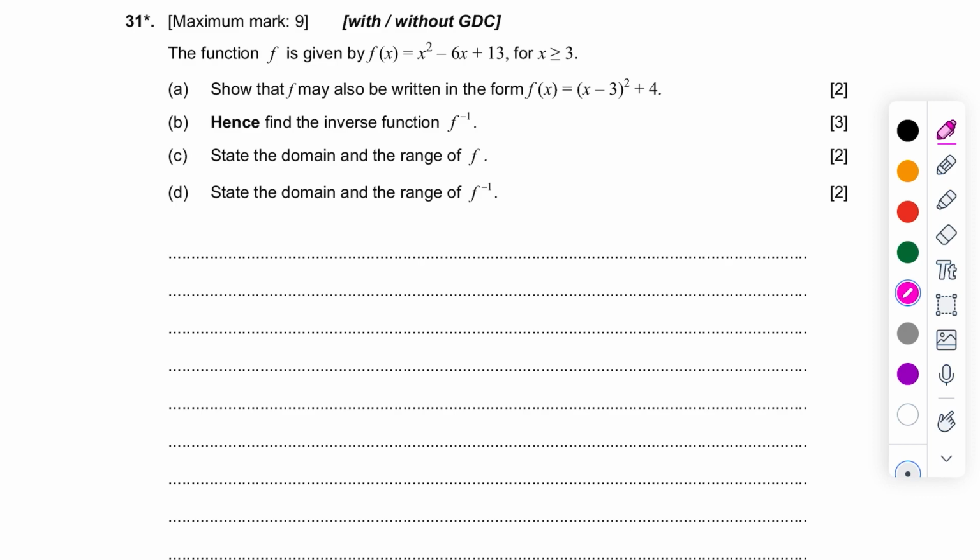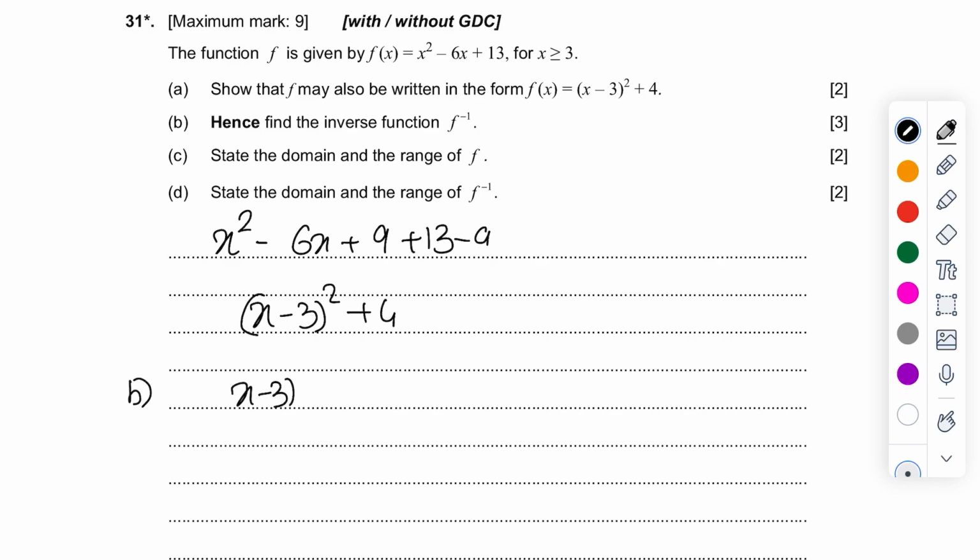Show that f of x can also be written like this. So this is completing the square. x squared minus 6x plus 9, subtract 9. So it becomes (x - 3) whole squared plus 4. Hence find f inverse of x. So (x - 3) whole squared plus 4 equals y.